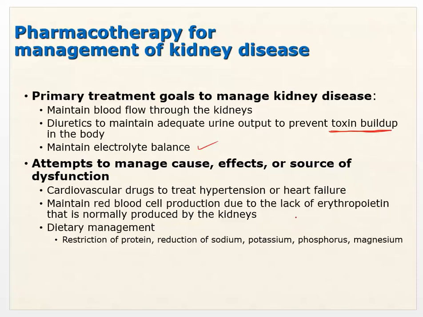Maintain red blood cell production through the lack of erythropoietin. Okay, so you don't want someone to become anemic. And so you can kind of bypass the kidney's responsibility in there and make the body make more red blood cells. And then of course dietary management. Dietary management is kind of a big deal. We aren't going to talk about it as much.